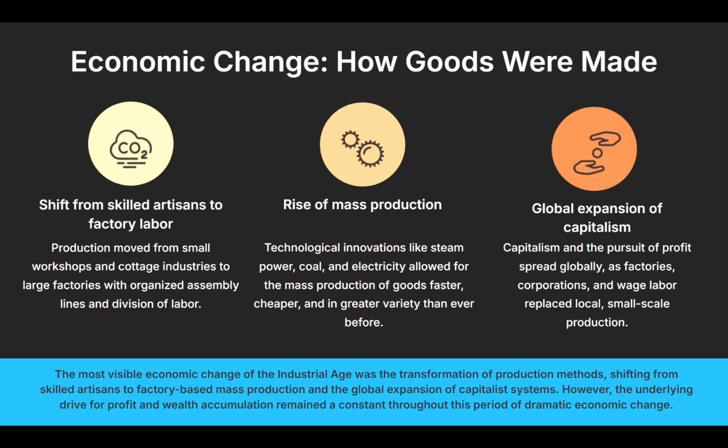How can an economic system change dramatically while its core incentives remained the same? Because technology can transform production methods without changing the underlying goal of profit and accumulation.